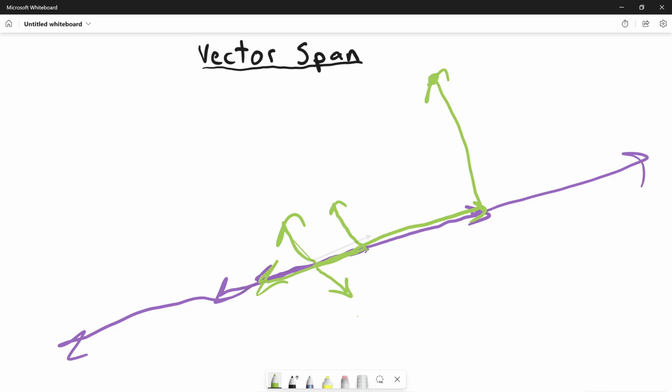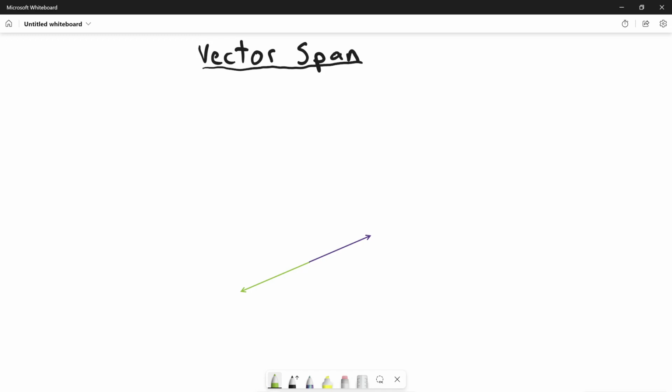But what if we now have 2 vectors in our set that lie along the same line? If we take steps in the direction of the purple vector, we can go this way and we can go this way, right? If we take steps in the direction of the green vector, we can go this way, and we can go this way. So we can't get off of that line. It's two different vectors in our set, but it's only given us one line.